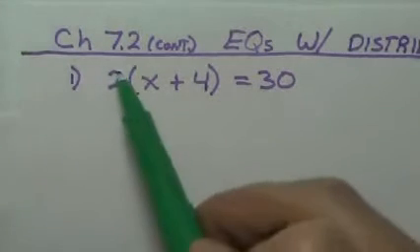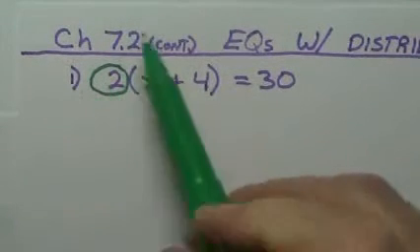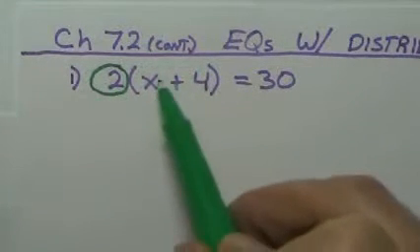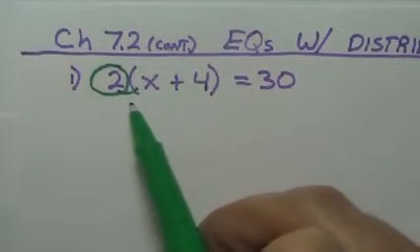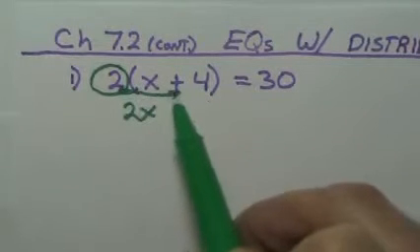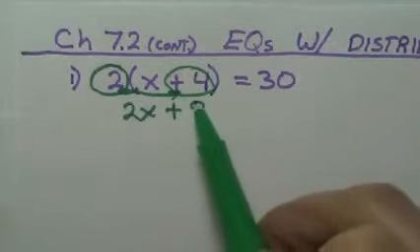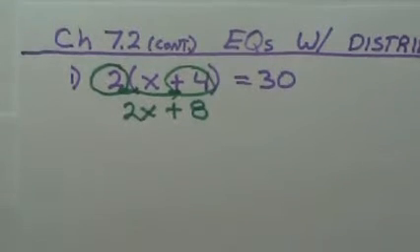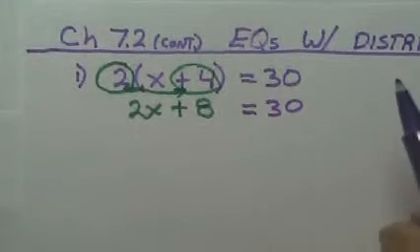Remember, distributive property, you take this number on the outside, whether it's positive or negative, sometimes it'll be negative, times each one inside, each term in here. So this is 2 times x, that would be 2x, and then 2 times positive 4 is positive 8. And that's the distributive property. Again, I'll keep my equals lined up. That equals 30.